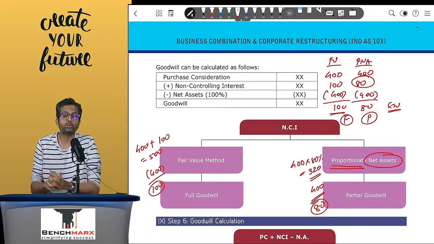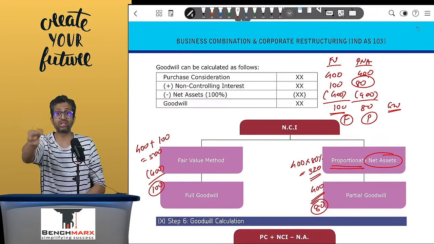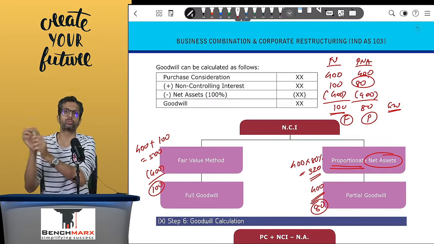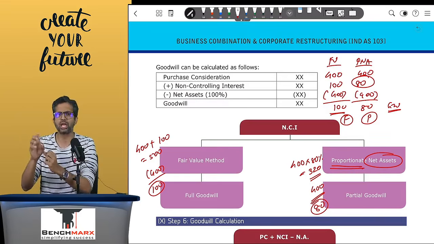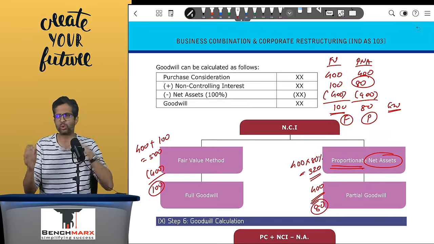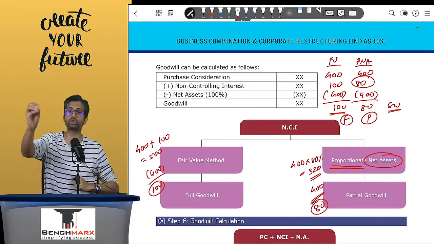So when will we do full goodwill? If the question tells you, or it gives you directly a quoted market price. You will not do a cross multiplication and say, okay, chalo, if 80% is equal to 400, then 20% is equal to how much? No, unless the question tells you, you will not do that.